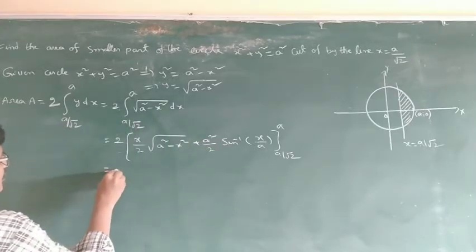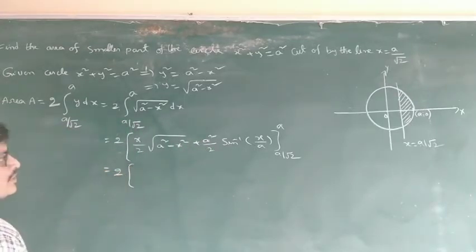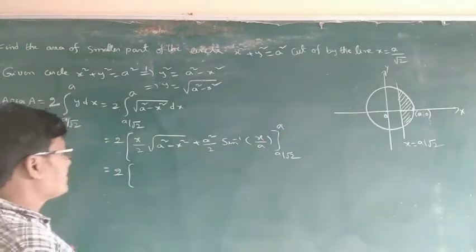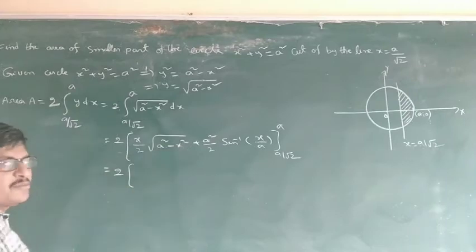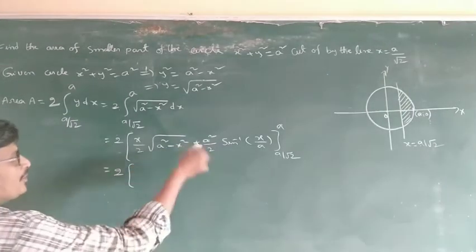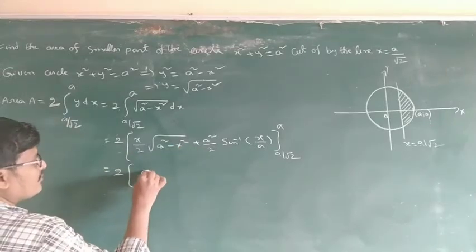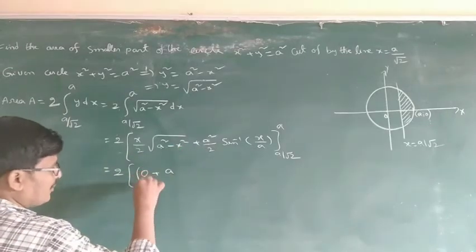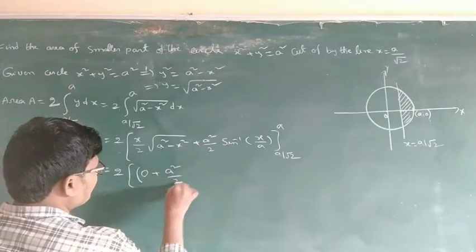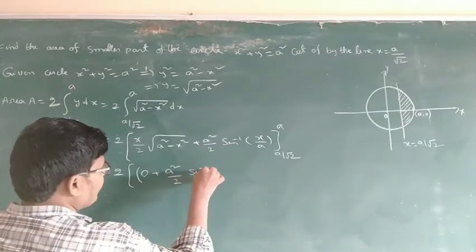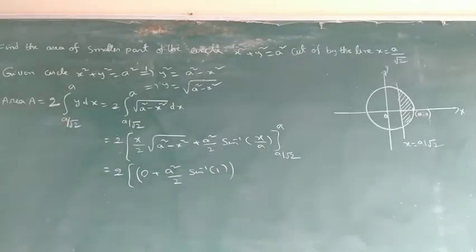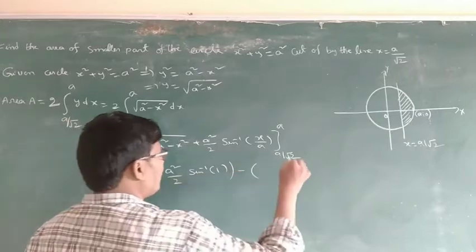So that is equal to 2 into, first apply the upper limit a. Substitute x is equal to a. Upper limit: a square minus a square is 0, plus a square by 2 into sin inverse of a by a, that is 1. This is the upper limit minus the lower limit.